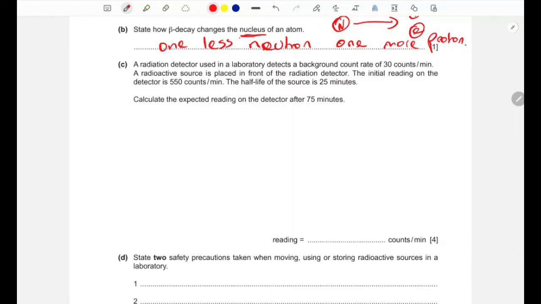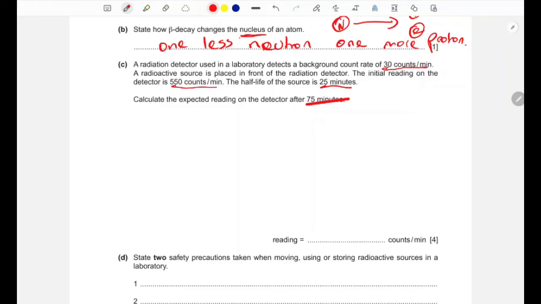Part C. A radiation detector used in a laboratory detects a background count rate of 30 counts per minute. A radioactive source is placed in front of the radiation detector. The initial reading on the detector is 550 counts per minute. The half-life of the source is 25 minutes. Calculate the expected reading on the detector after 75 minutes.